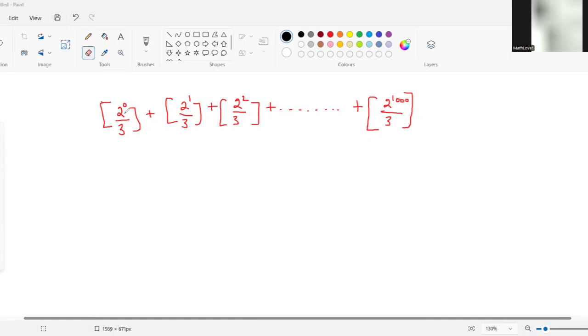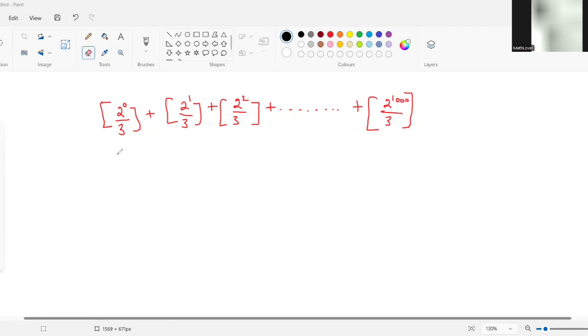For example, here it's 2 power 0 by 3. So 2 power 0 is 1, 1 divided by 3, remainder being 1. 2 power 1 divided by 3, so the remainder will be 2 itself. 2 square divided by 3, that is 4 by 3, remainder will be 1 again. So we understand the pattern here.